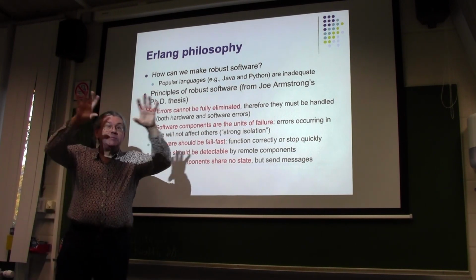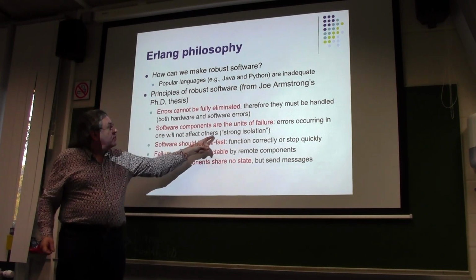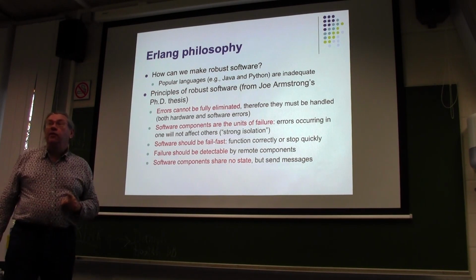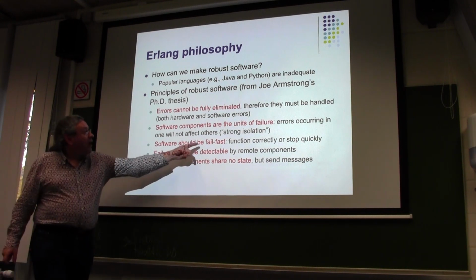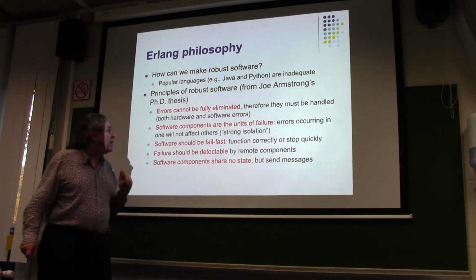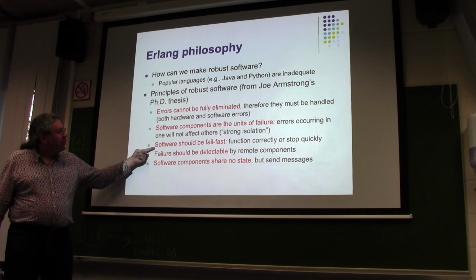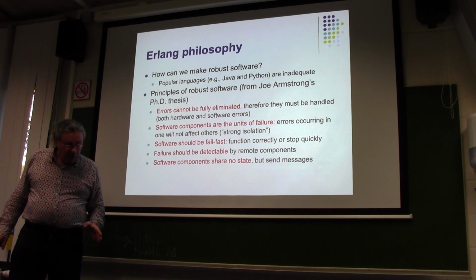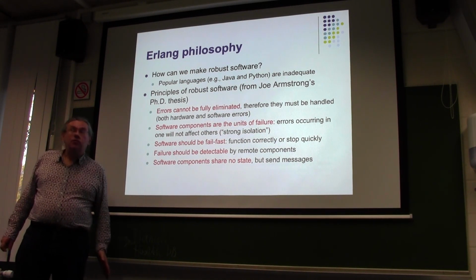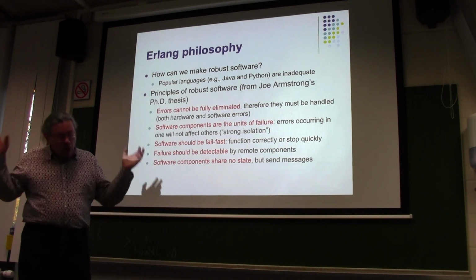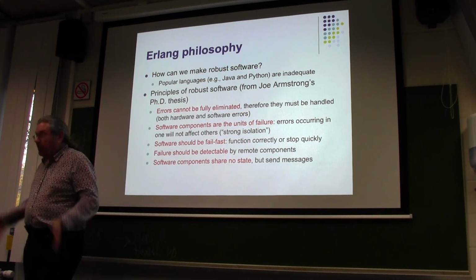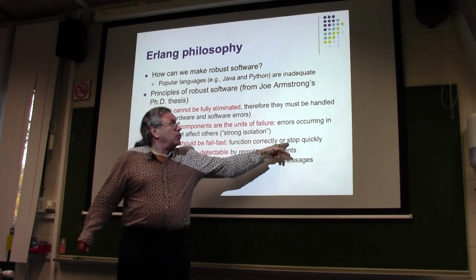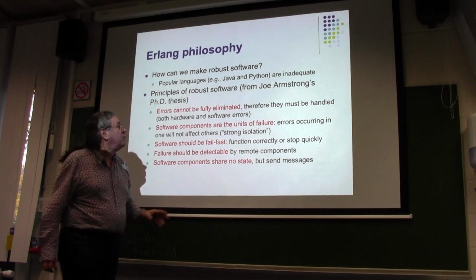And when one of these boxes fails, the others are not affected. So no sharing. There's strong isolation among the failures. That's the second principle. The third principle: fail fast. When something goes wrong, you immediately fail. Don't try to keep going. Just fail. Fail fast. Either you function correctly or you stop. Nothing in between.